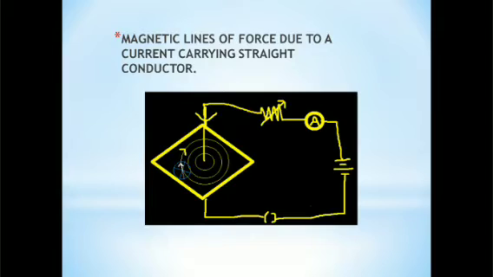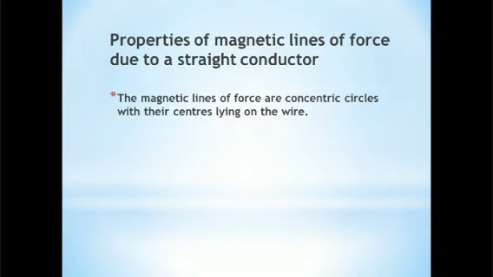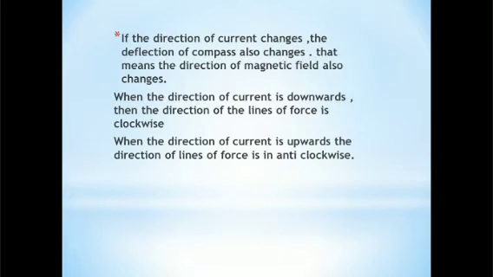Magnetic lines of force due to a current carrying straight conductor. Properties of magnetic lines of force due to a straight conductor: the magnetic lines of force are concentric circles with their centers lying on the conductor. If the direction of current changes, the deflection of the compass also changes. That means the direction of the magnetic field also changes. When the direction of current is downward, the direction of lines of force is clockwise. When the direction of current is upwards, the direction of lines of force is anti-clockwise.